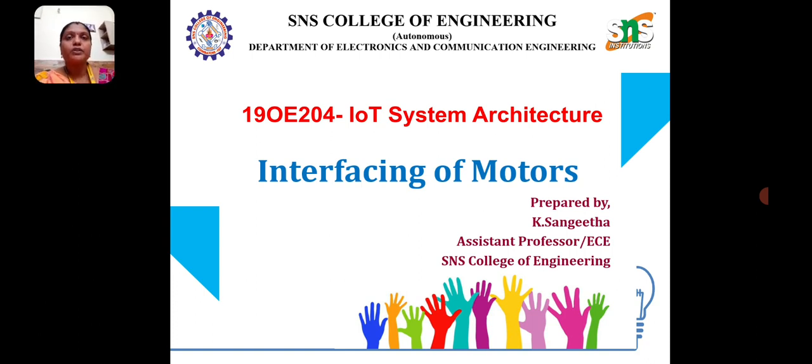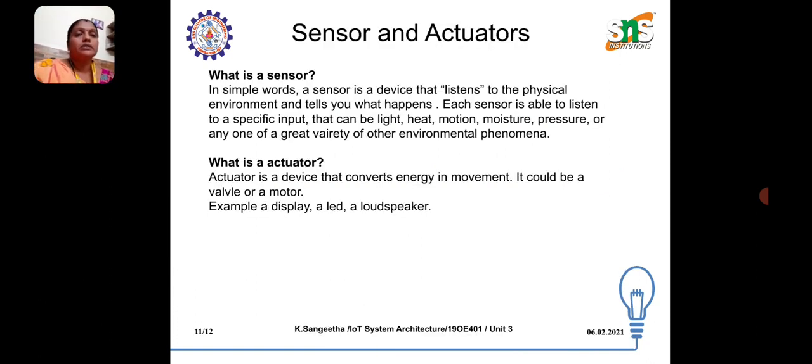In today's session, we are going to discuss the interfacing of motors. First, we will see what sensors and actuators are. A sensor, in simple words, is a device that listens to the physical environment and tells what happens. Each sensor is able to listen to a specific input. It may be light, heat, motion, velocity, moisture, pressure, or any of a variety of other environmental phenomena. Next is the actuator. An actuator is a device that converts energy into movement. It could be a valve or a motor.